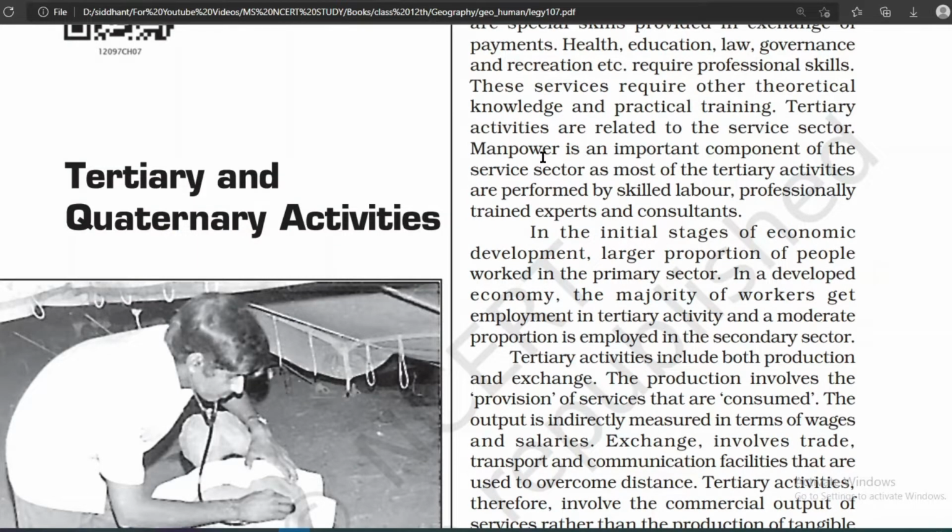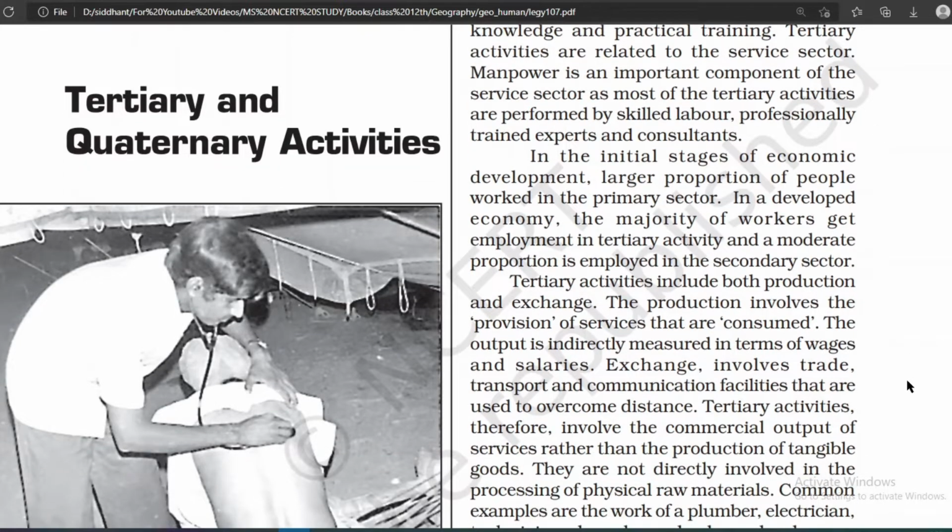In the initial stage of economic development, a large proportion of people work in the primary sector. In a developed economy, the majority of workers get employment in tertiary activity and a moderate proportion is employed in the secondary sector. Tertiary activity includes both production and exchange. The production involves the provision of services that are consumed. The output is indirectly measured in terms of wages and salaries. Exchange involves trade, transport and communication facilities that are used to overcome distance.